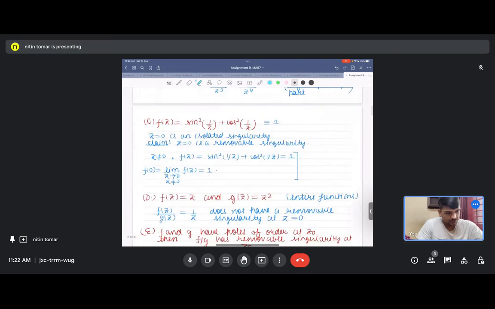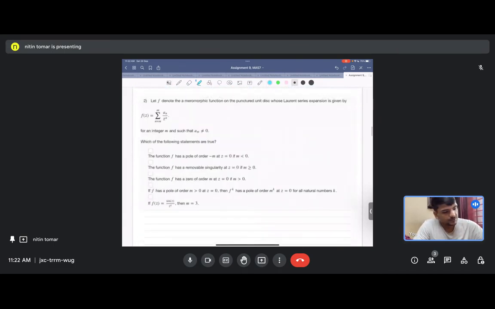Now we move to the next question. This question is easy. So first of all, there is this correction that needs to be done.